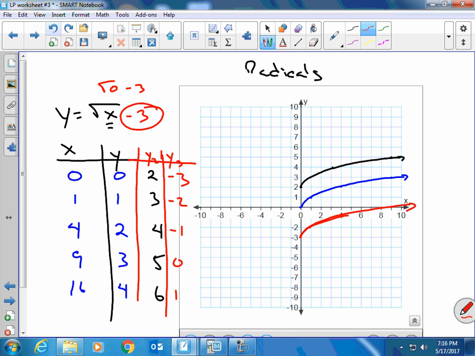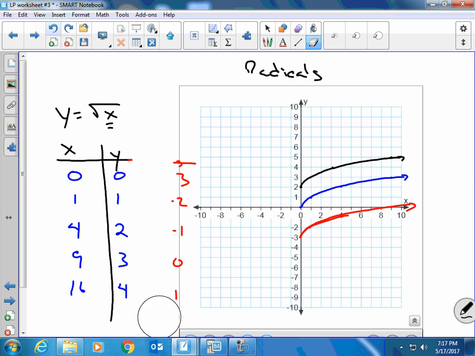It does what it says, and it does it to the y-coordinate. If it says plus 2, it really does move it up 2. If it says minus 3, it moves my graph down 3. So numbers that are outside of the square root will affect the y, and it will do the same as what it says. They will make it go up or down, and it'll do exactly what it says. If it says plus, it goes up. If it says minus, it'll go down.